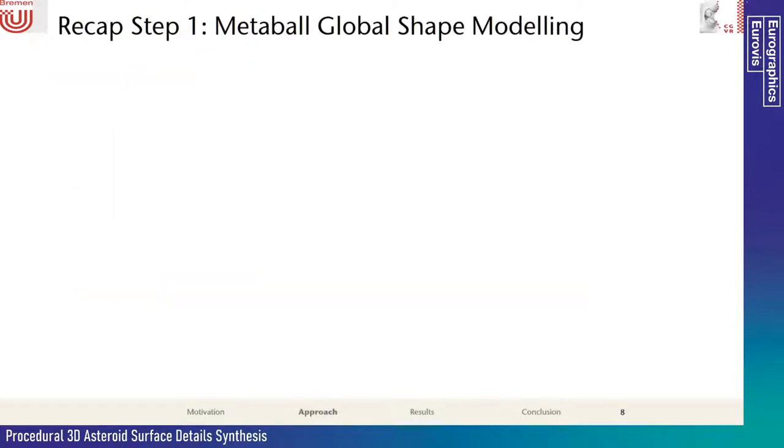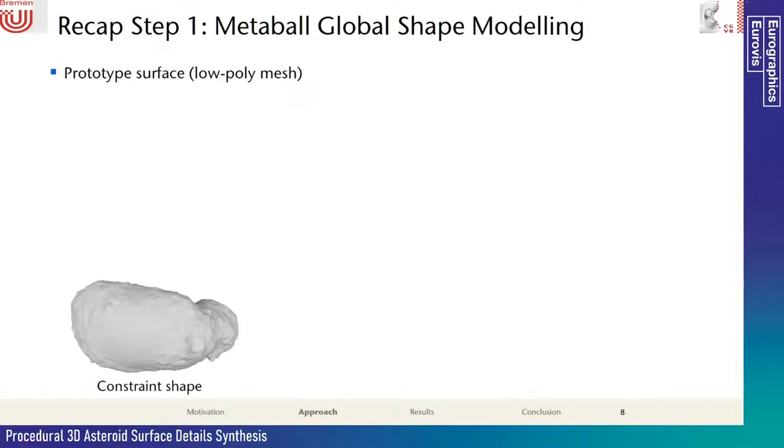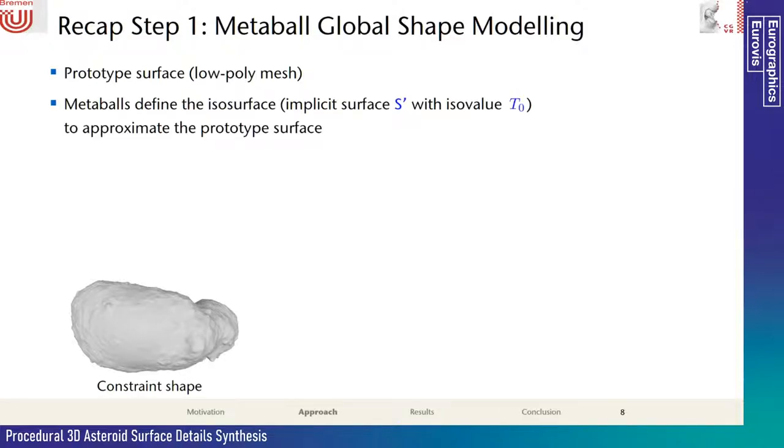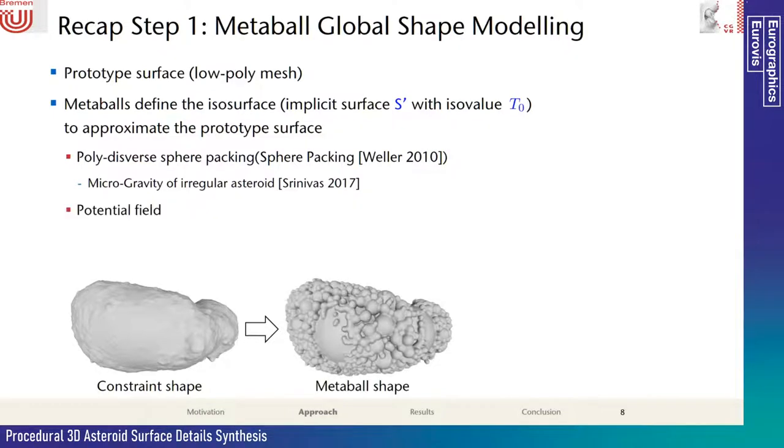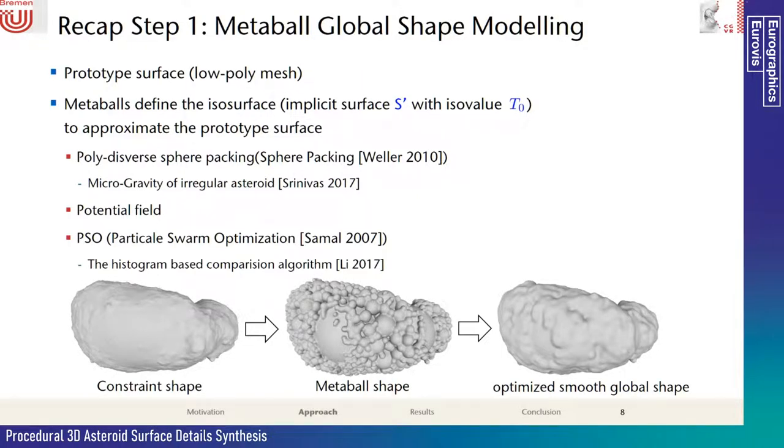To recap, step one, how to model a global shape. In order to generate surface, our method begins from a prototype surface, a low poly mesh. Then we use a sphere packing algorithm to fill the low poly mesh with spheres. Then we can compute the potential field inside the asteroid. And finally, with the particle swarm optimization algorithm, we can get the optimized smooth global shape.